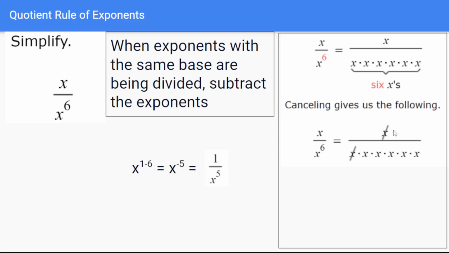So look at this. We have an x on top and x on bottom. We'll cancel. And now instead of having x over x to the 6th, we have 1 over x to the 5th. And so just like here, we get the same answer doing it a different way. You can use either one of these strategies. They'll give you the same answer.